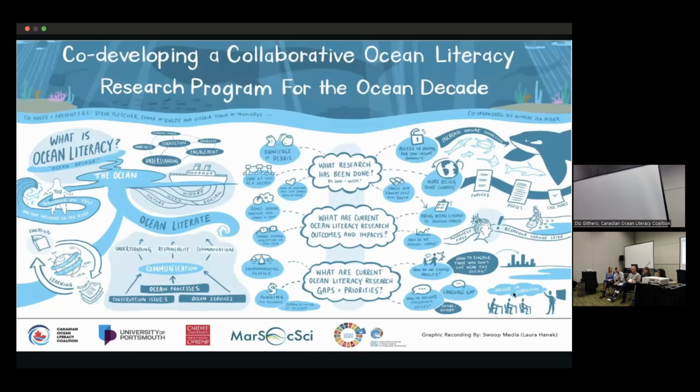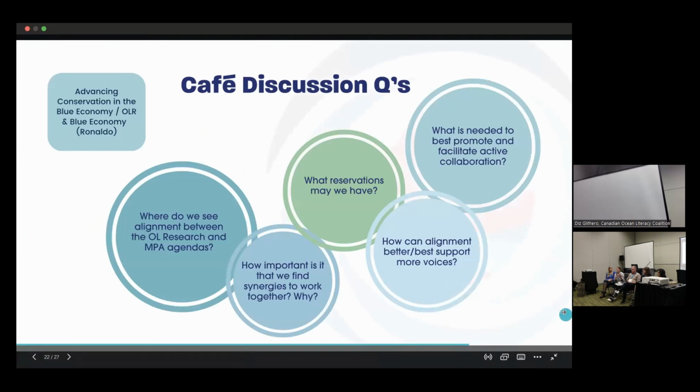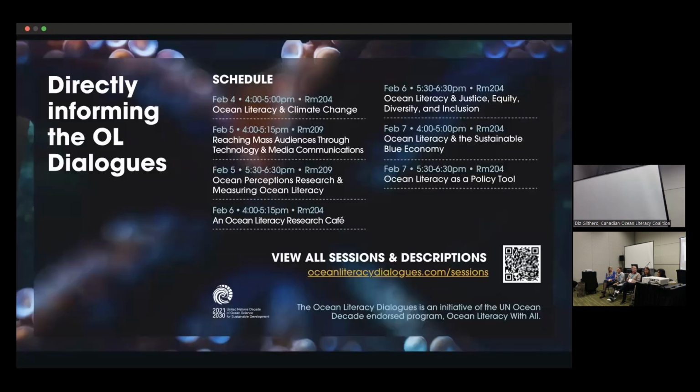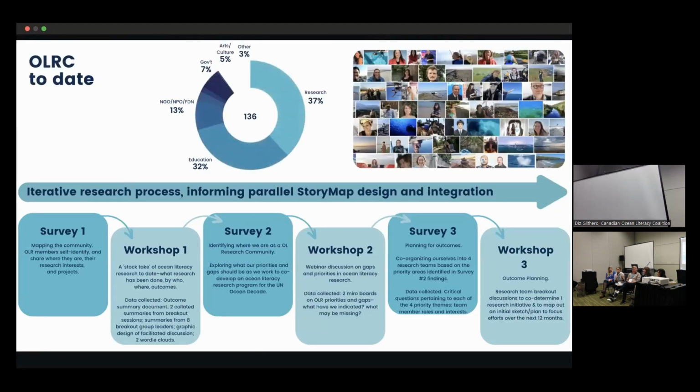That then led to what we refer to as the OLRC community, the Ocean Literacy Research Community. We used that opportunity to create a story map of everything we heard during that workshop. That story map has grown to now 137 researchers who've joined the community, each adding the work that they're doing. The story map is starting to take shape in terms of demographics and research priority gaps. We've continued to work together over the past 18 months, with 3 different workshops and surveys in between that continue to build that inventory and understanding of where we're at.